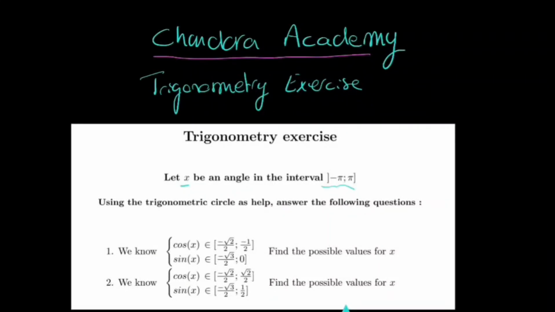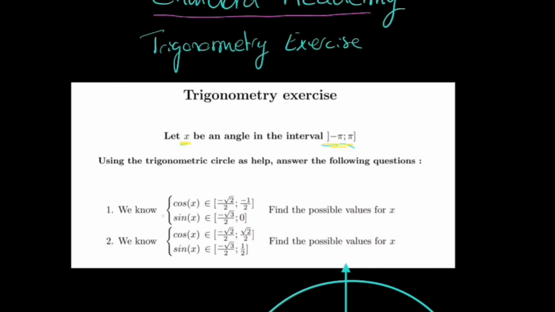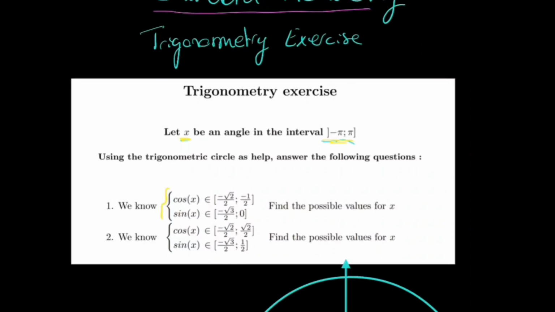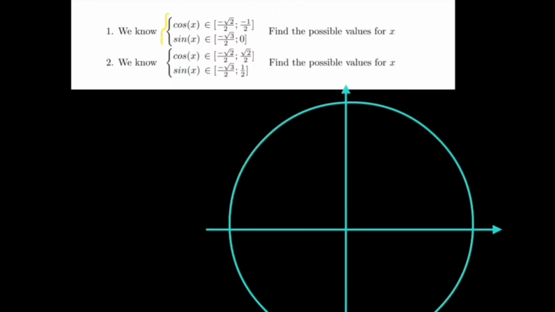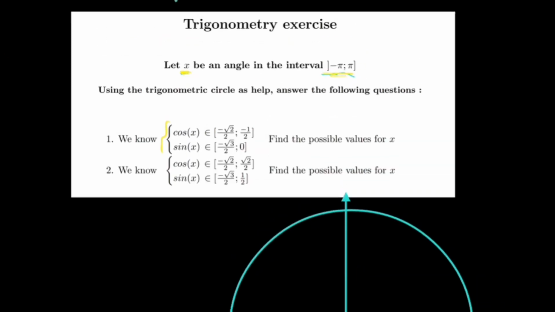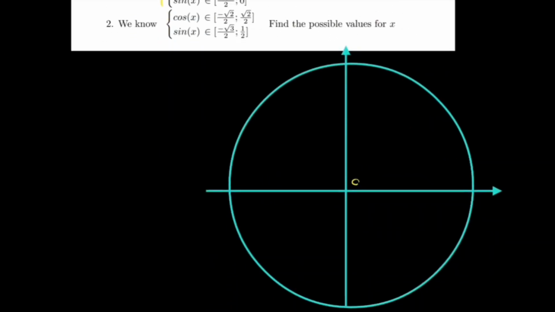In today's exercise, we are going to solve a trigonometry exercise. We are given a real number x in the interval minus pi excluded to pi, and using two trigonometry conditions over cos x and sin x, we want to find the possible values of x. First, we will write down the suitable trigonometric circle for the exercise, going from minus pi excluded to pi.